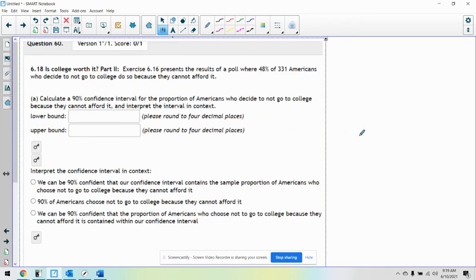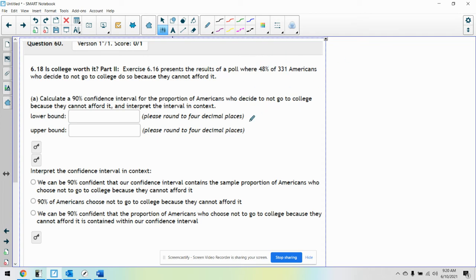And the last one says, is college worth it? Exercise, yada, yada, yada. A poll where 48% of 331 Americans who decide to not go to college do so because they cannot afford it. Calculate a 90% confidence interval for the proportion of Americans who decide to not go to college because they cannot afford it. So we're going to use the calculator.